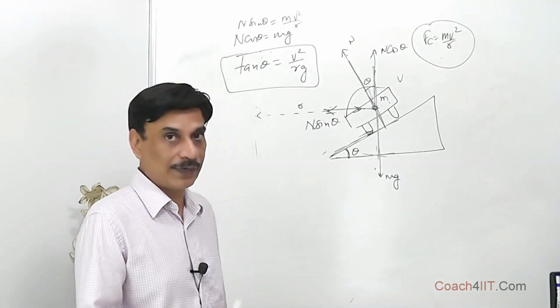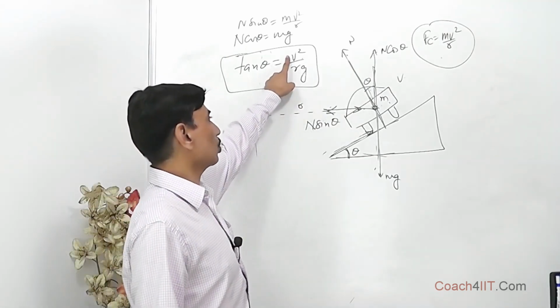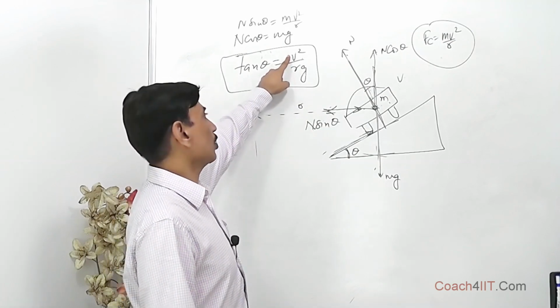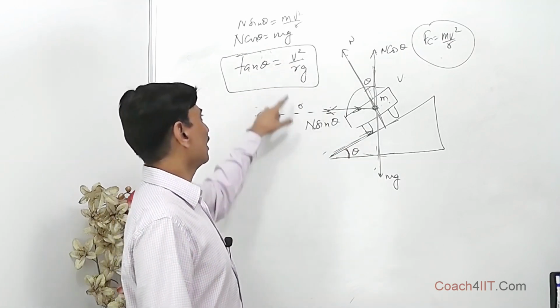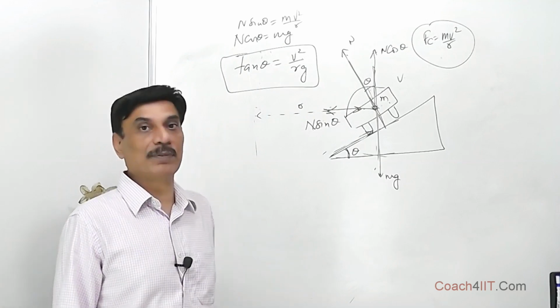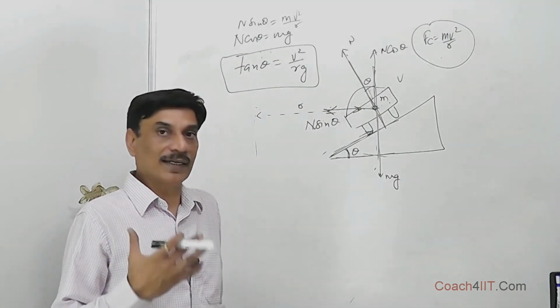We know that on highways, generally people drive at so many miles per hour or so many kilometers per hour, and this is the radius, and then certainly the theta angle can be found out, and the road can be banked at that angle.